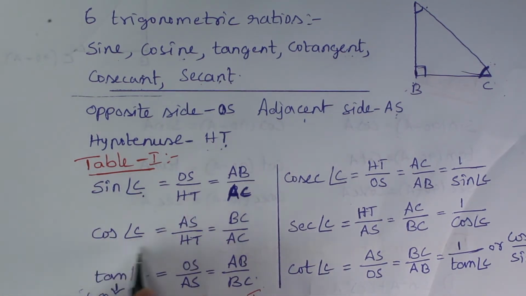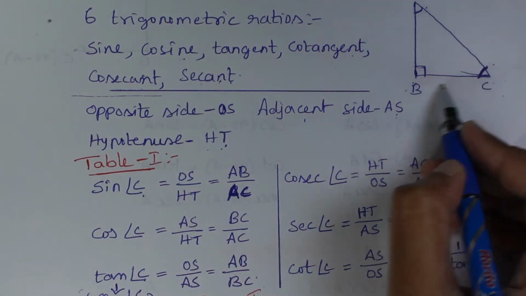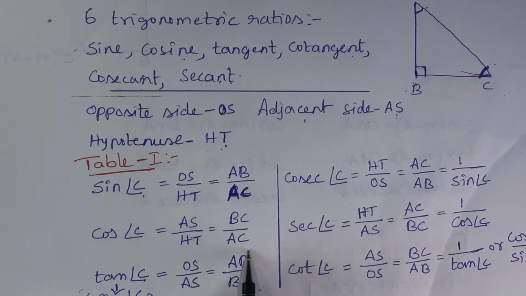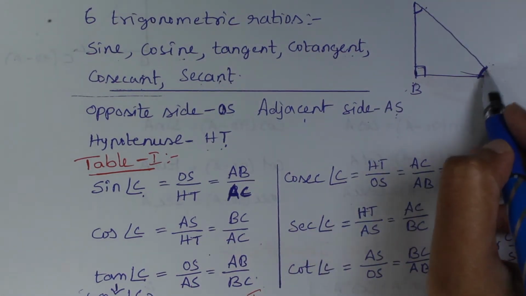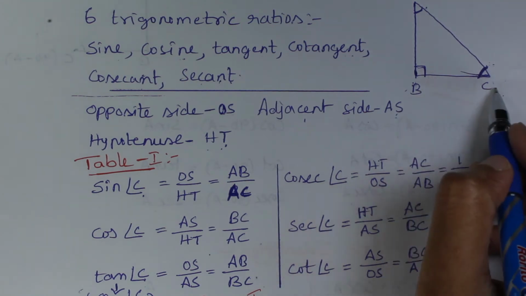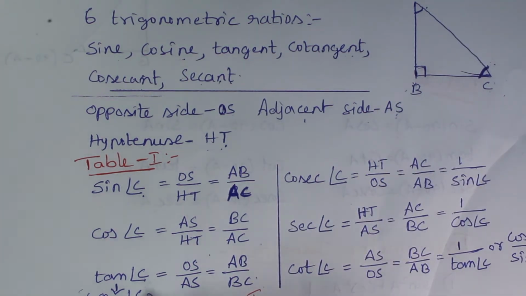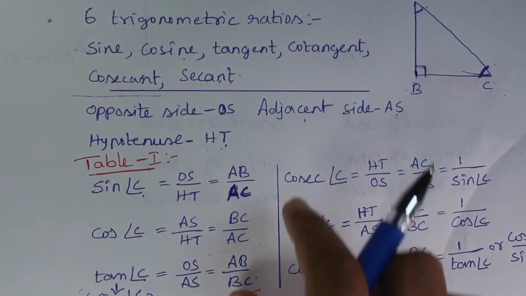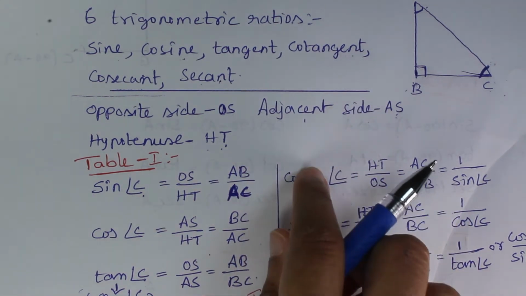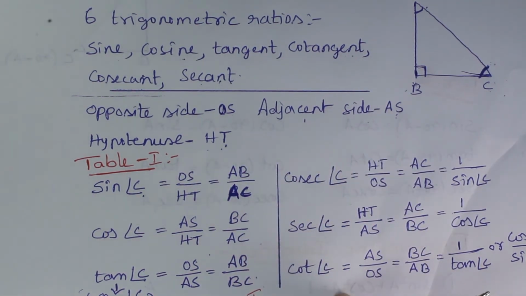In a similar way, cos of angle C is adjacent side by hypotenuse. What is the adjacent side of angle C? BC. BC divided by AC, the hypotenuse. So cos of angle C is adjacent side by hypotenuse, BC by AC. Now tan of angle C. Tan of angle C is opposite side by adjacent side. What is the opposite side of angle C? AB. And adjacent side is BC. AB by BC is tan C. Now if you remember these 3 ratios, you can easily calculate the other 3 ratios. I'll tell you how you can do that.